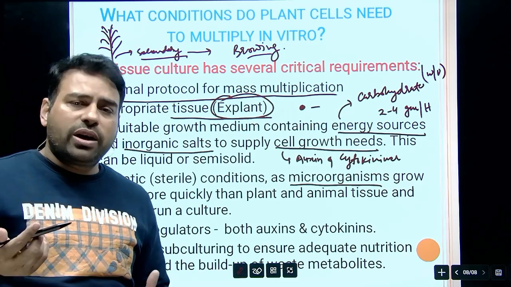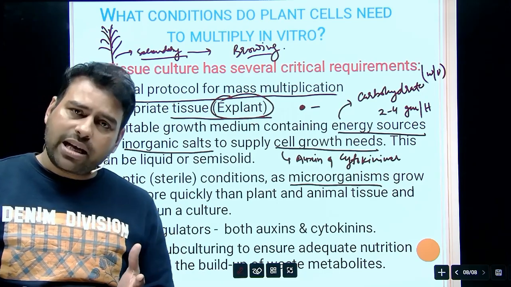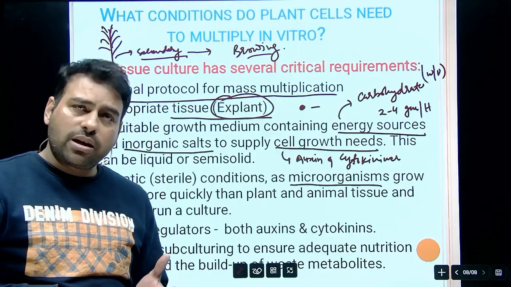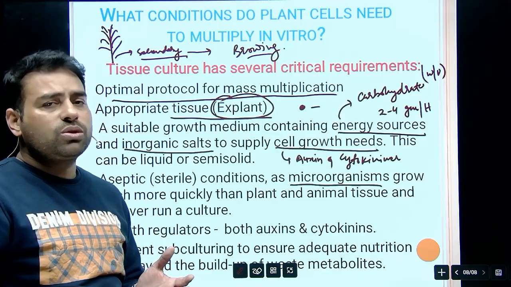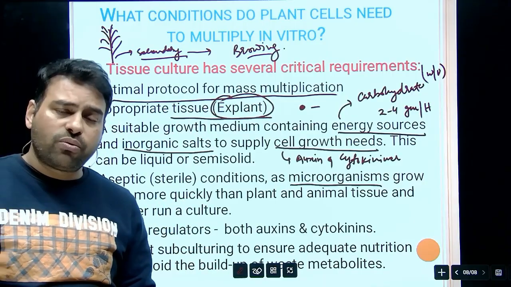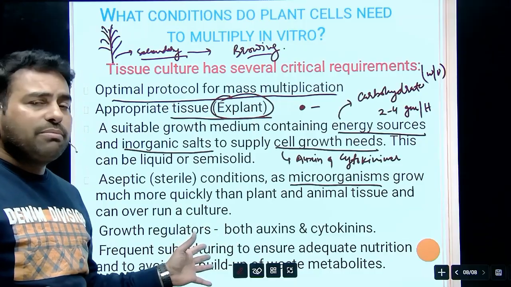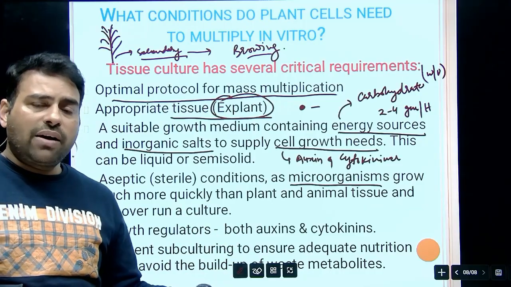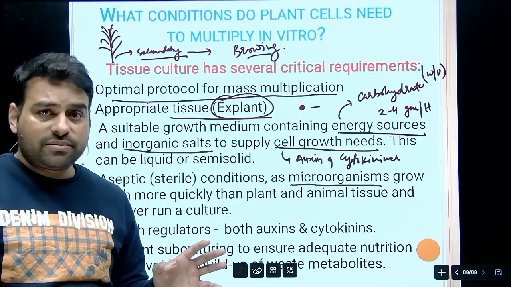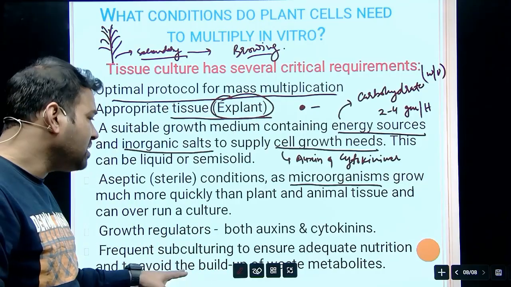Browning can also be avoided by using ascorbic acid, citric acid, polyvinyl pyrrolidone, diethyl dithiocarbamic acid. So these can be used to remove browning also. But this is very harmful for our plant because the metabolites produced after browning will inhibit the activity of enzymes ultimately. So we have to avoid this browning.